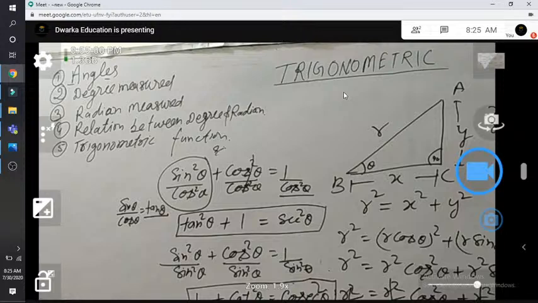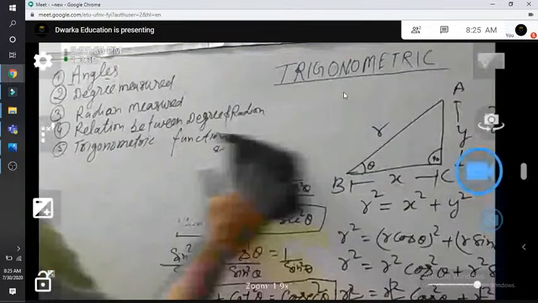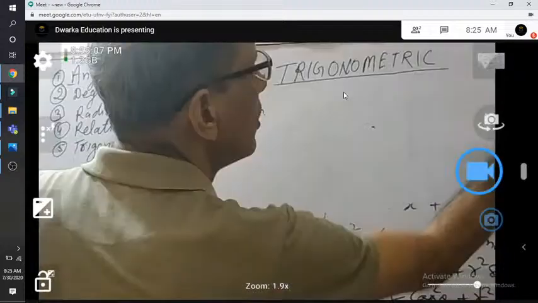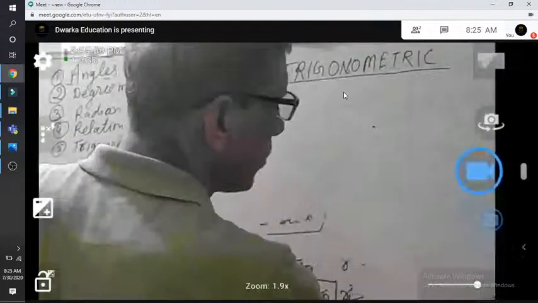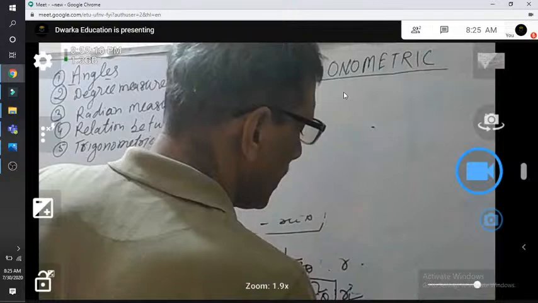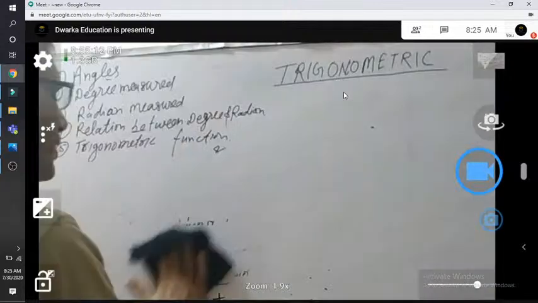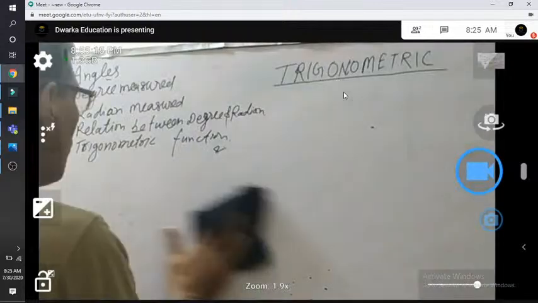And now we take the values of sin theta, cos theta, and tangent theta. What are the values of sin theta, cos theta, and tangent theta? How do we find them?